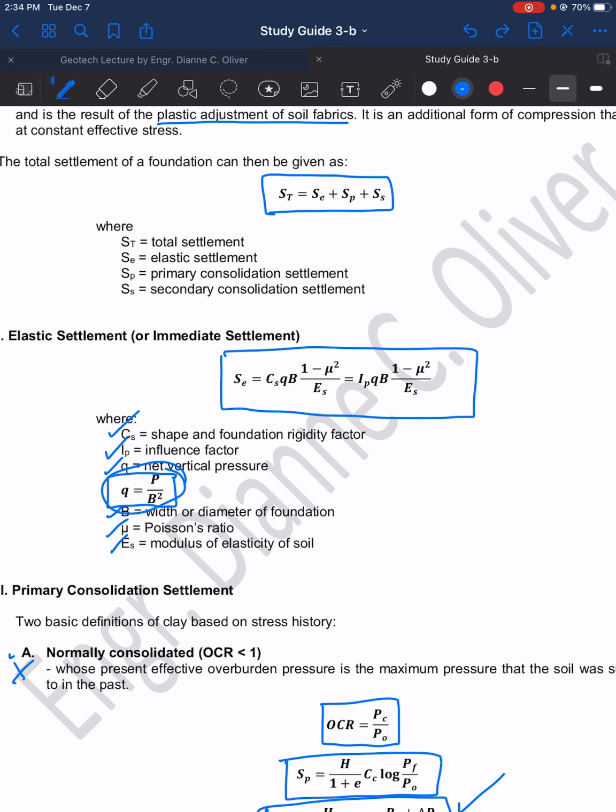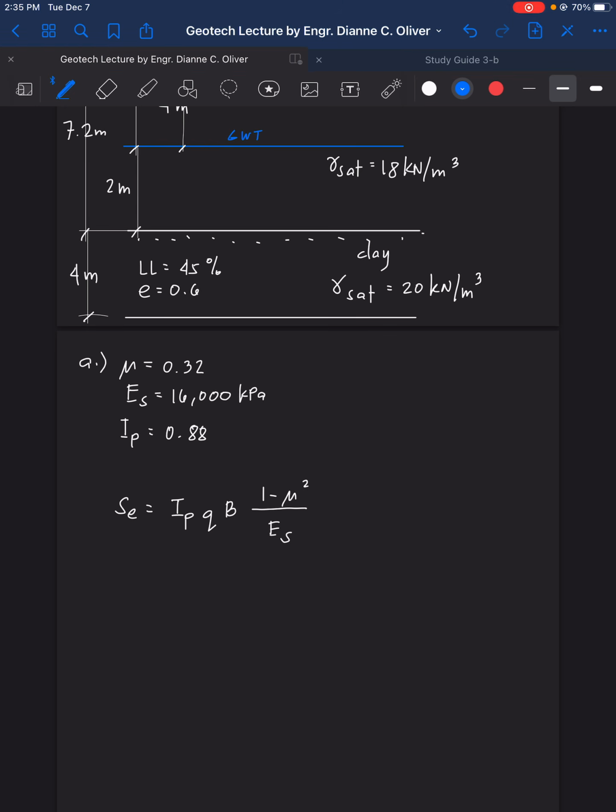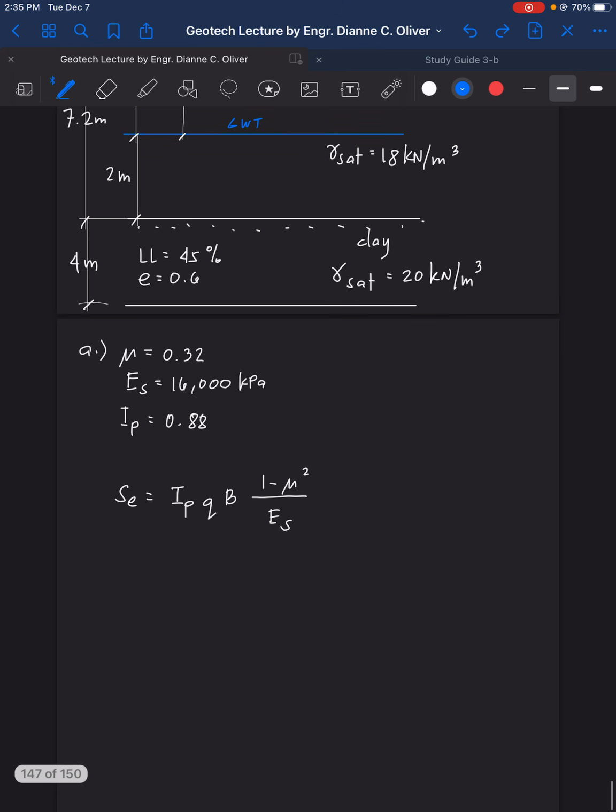Now we need to find small q. Small q here is the net vertical pressure, and the formula is small q is equal to P over B squared, P being the force. Okay, that's the force. So we need to solve for Q. Q is equal to F over A. So our F here is 710 kilonewton over 3 squared. So we have Q as 78.89 kilopascal.